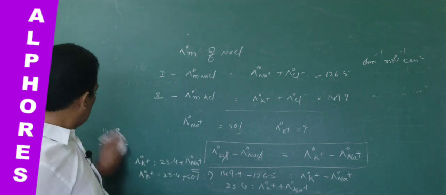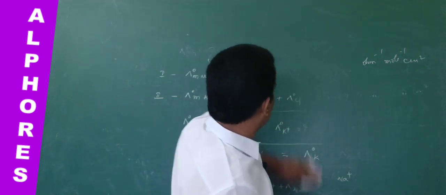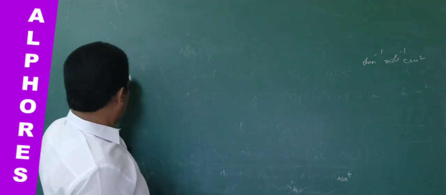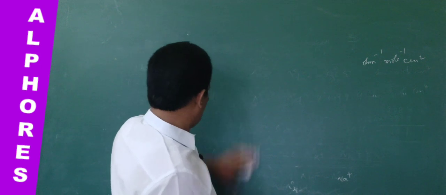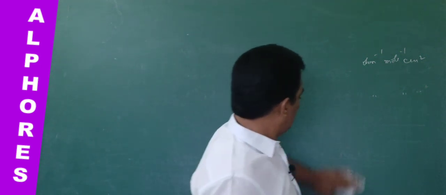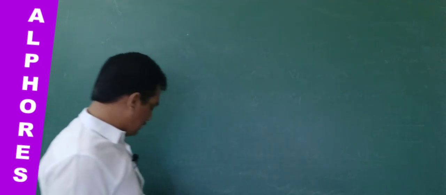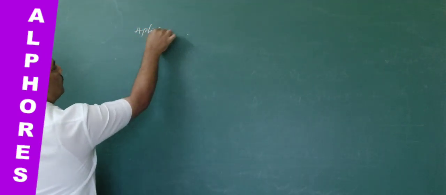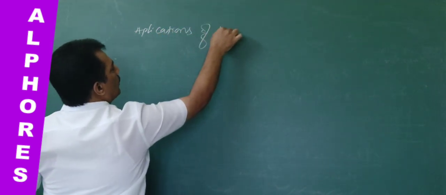Now let us move on with the concept in this 11th session. After knowing what Kohlrausch law is and how it is useful in calculating the conductances of different electrolytes from the conductances provided, we have to go for the applications, that is, applications of Kohlrausch law.